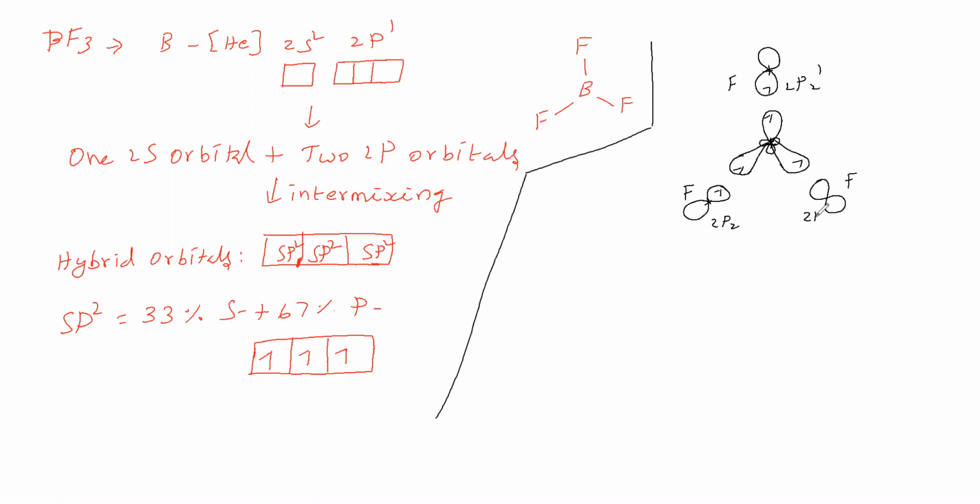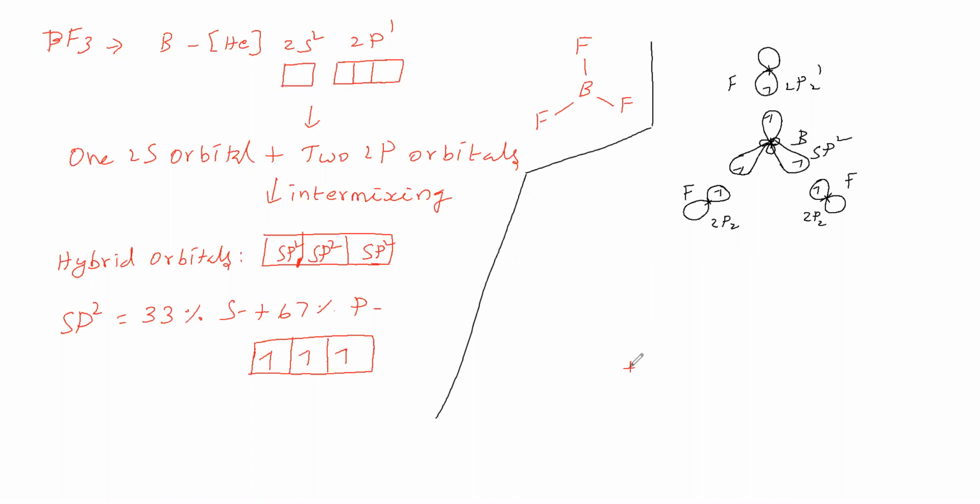This fluorine 2pz orbital contains 1 electron, that nucleus here. Okay. So this is boron. So boron has 3 sp2 hybrid orbitals. Fluorine we have written. Now the boron sp2 orbital and fluorine 2pz orbital undergo overlapping. Okay. So boron we are writing.